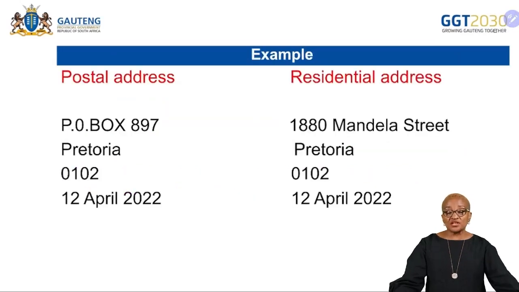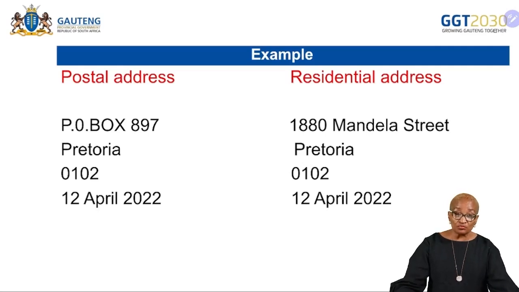Let's have a look at those examples of the addresses that we may use. We've got the P.O. Box address as well as a residential address. Please note that you've got to use one of the two. We cannot use both. For example, you cannot write 1880 Mandela Street, P.O. Box 897, Pretoria 0102, 12 April 2022. That would be a wrong address.